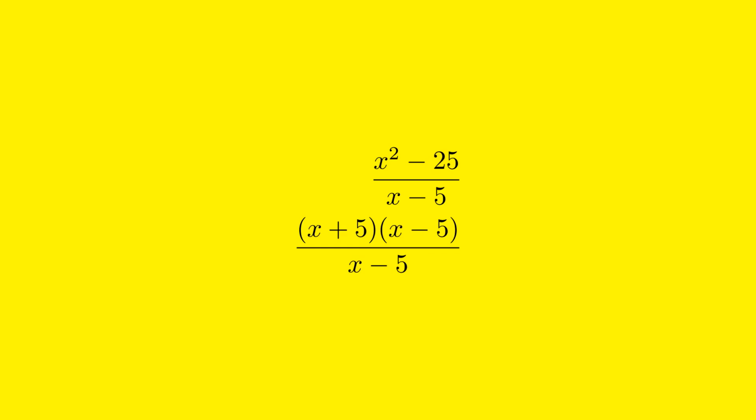To begin reducing the rational expression x squared minus 25 divided by x minus 5 to its lowest terms, we first factor the numerator. The expression x squared minus 25 is a difference of squares, which factors into x plus 5 times x minus 5. This alters the expression from x squared minus 25 over x minus 5 to x plus 5 times x minus 5 over x minus 5. Now, we can see that there is a common factor of x minus 5 in both the numerator and the denominator.